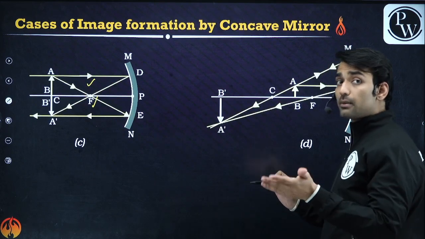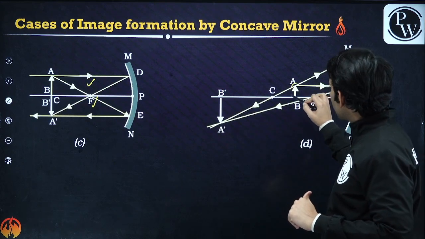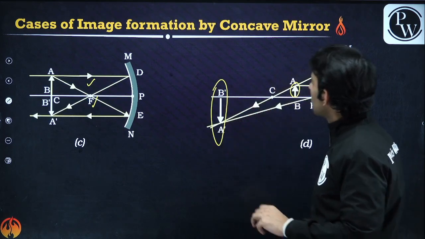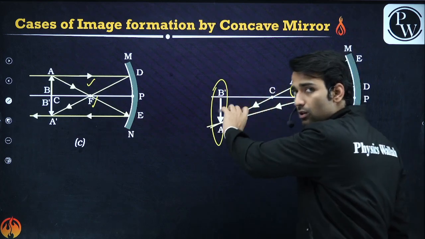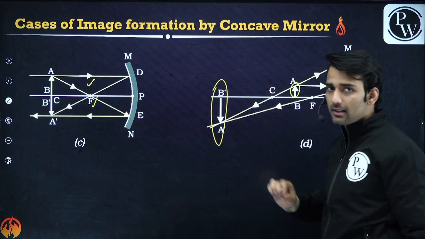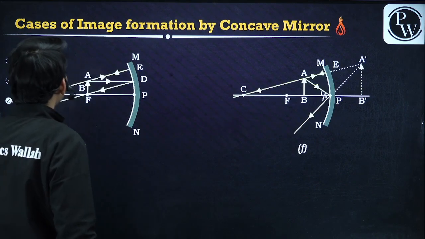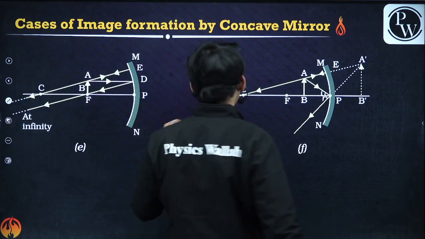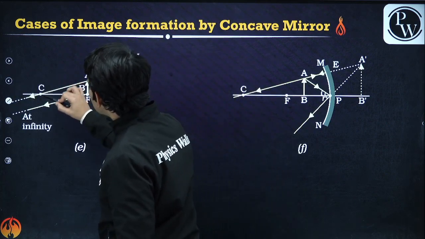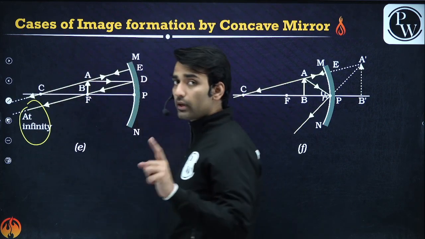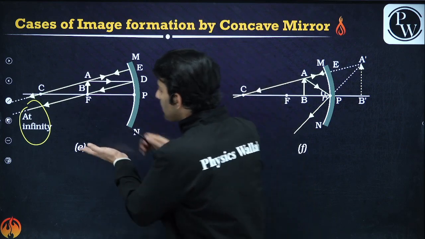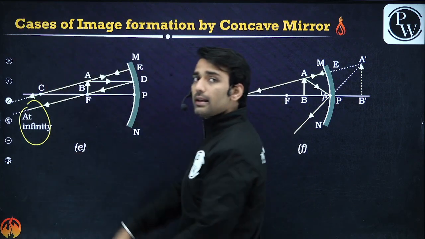Now bring the object closer to the mirror, between C and F, and the image is formed beyond C. It is real, inverted as it is taken on a screen, and it is enlarged in this case. Real, inverted and enlarged. Next, bring the object still closer. The object will be at the focus, and in this case the image is formed at infinity, real, inverted and highly enlarged. The image size keeps on increasing.